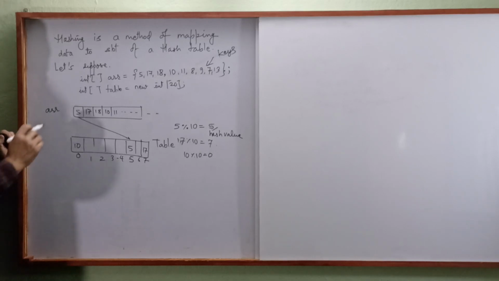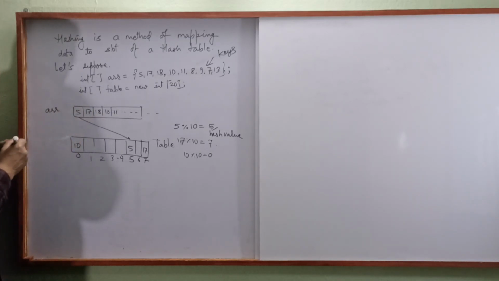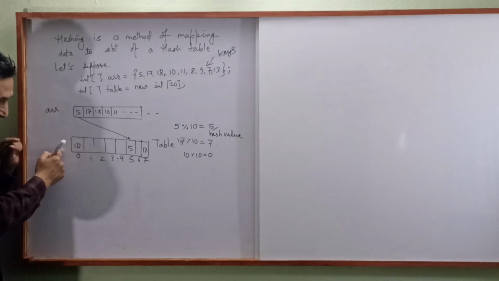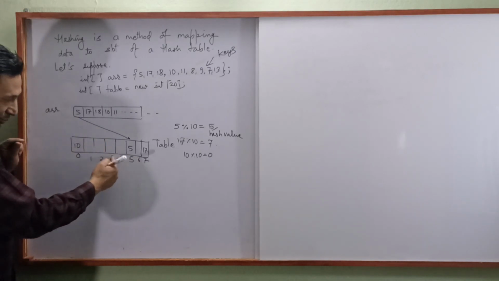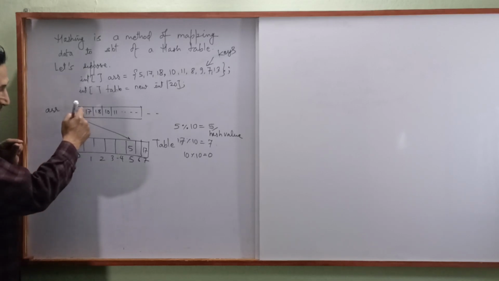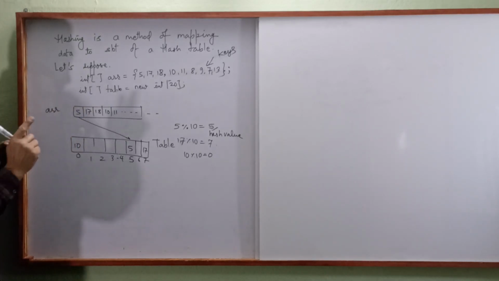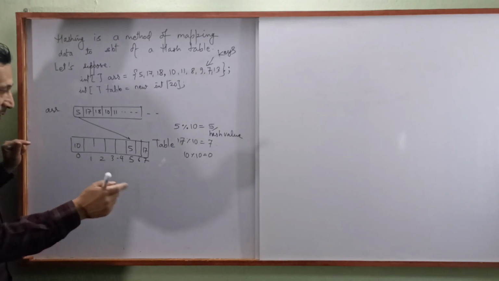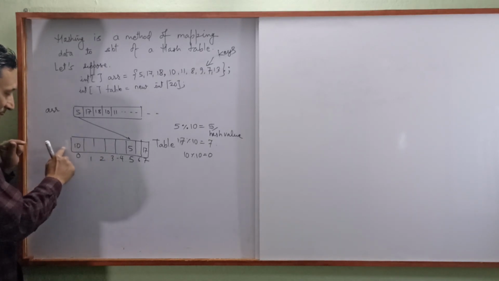Now what is the benefit of storing like this? We have used some function to store the data in this hash table. Now we can directly know in which position of this hash table the original data is stored. That means we can do searching very efficiently. In one single comparison, we can find the position of the element within the hash table.